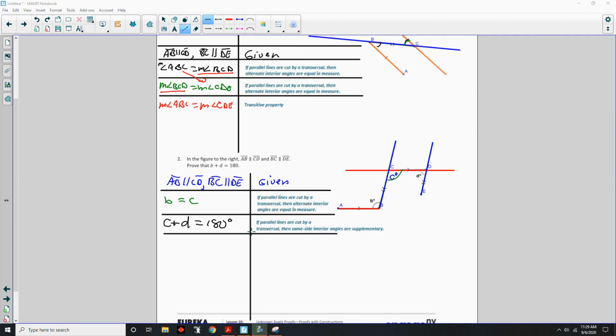If parallel lines are cut by a transversal, then the same side interior angles are supplementary, which means they add up to 180 degrees. So now what we're trying to prove is B plus D equals 180. So if B equals C, I can now replace C with B and say B plus D equals 180 degrees, because that's what we're trying to prove. Reason? Substitution property of equality.